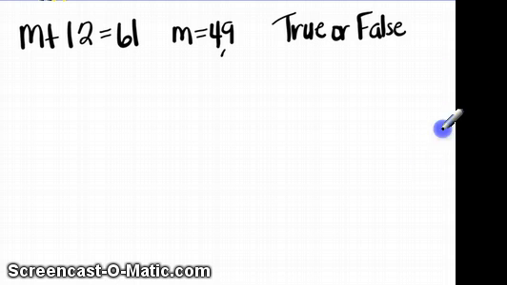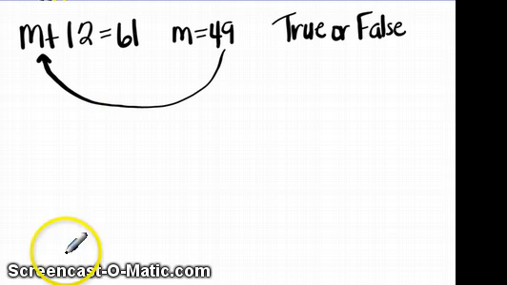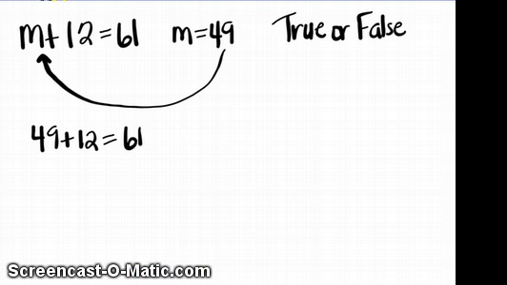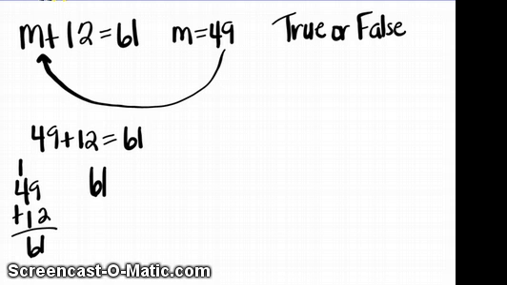Okay. If I put 49 in for M and rewrite the problem, when I add these two numbers together, I get 61 on this side, 61 on the other side, because I'm just bringing the problem down. They do equal one another, so that answer would be true.